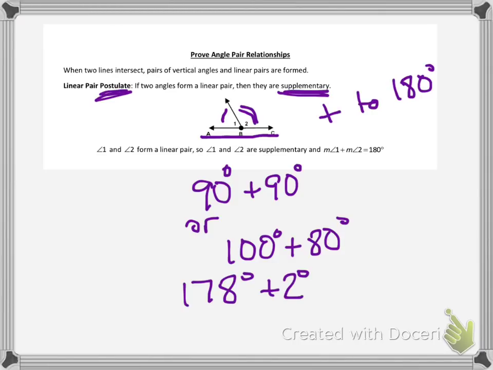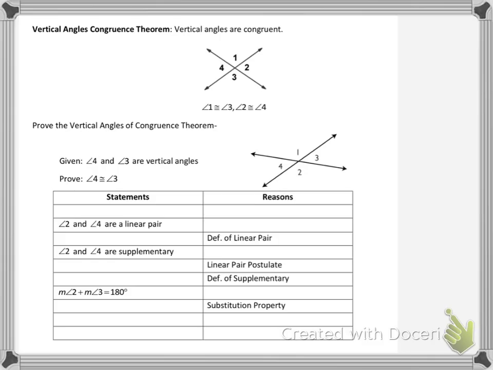Okay, so if angles 1 and 2 form a linear pair, we can say that they're supplementary, and that means that the measure of angle 1, which we write as m angle 1, m stands for measure, that means how big it is. So the measure of angle 1 plus the measure of angle 2 equals 180 degrees. And that's something that we can just take for granted, and we can use it to build to larger understandings.